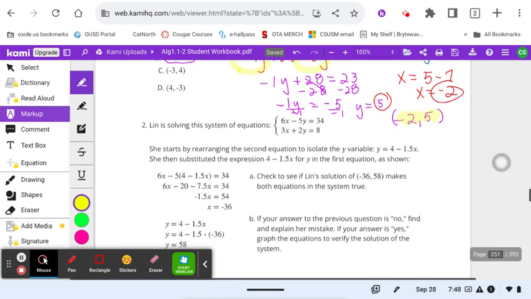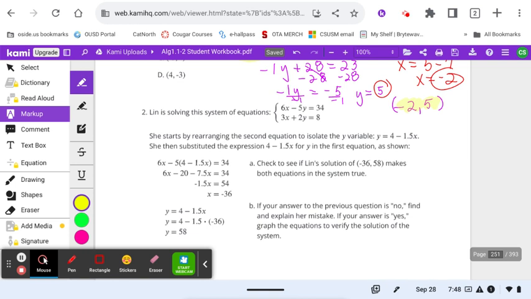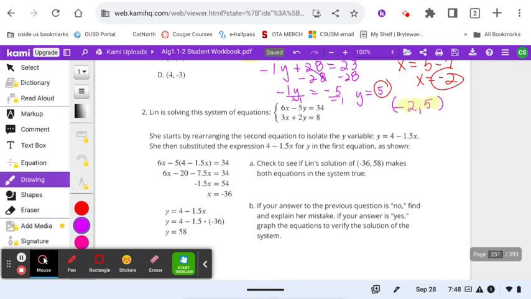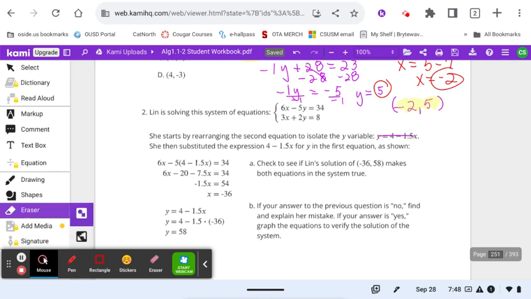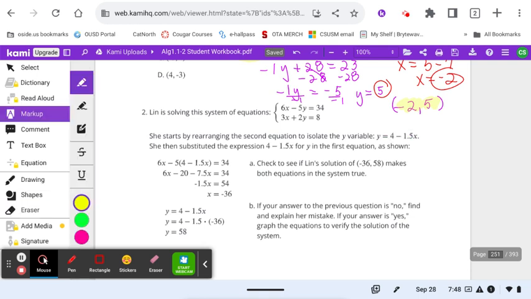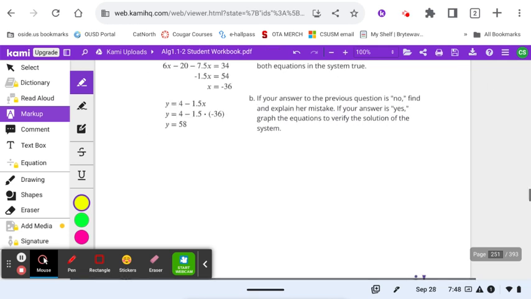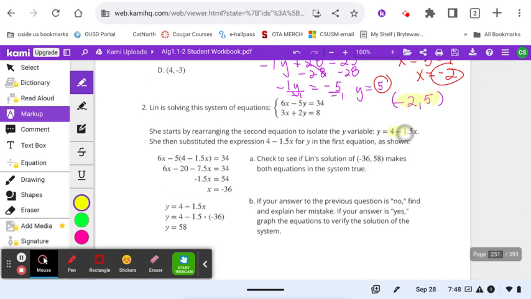All right, on the next one, someone has already done the work for us. Lynn has solved this system of equations, the same method we just did. They already isolated right here. The y variable is by itself. Taking everything that y is equal to right here and plugging it in for y.